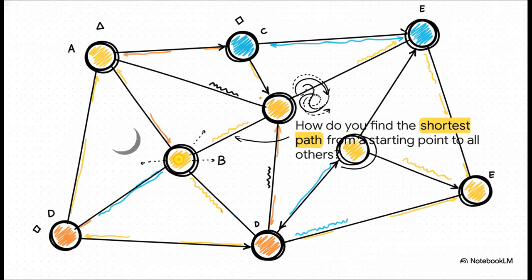Let's say we start at node B. How do we find the absolute shortest path from B to every other single node on this graph? Now, for a little map like this, you could probably just eyeball it, right? But imagine trying to do this for the entire internet with billions of nodes. Yeah, no way. You're going to need an algorithm for that.